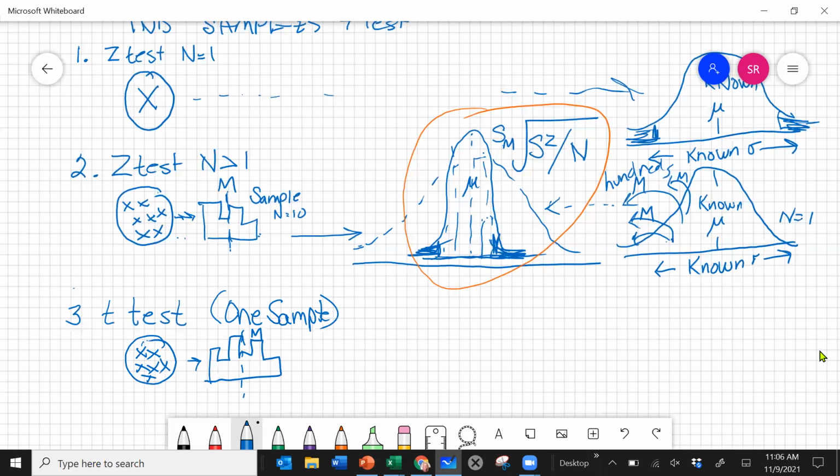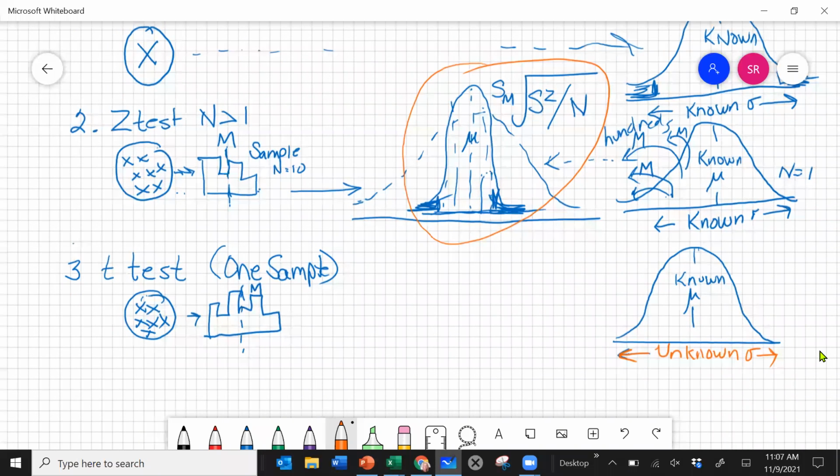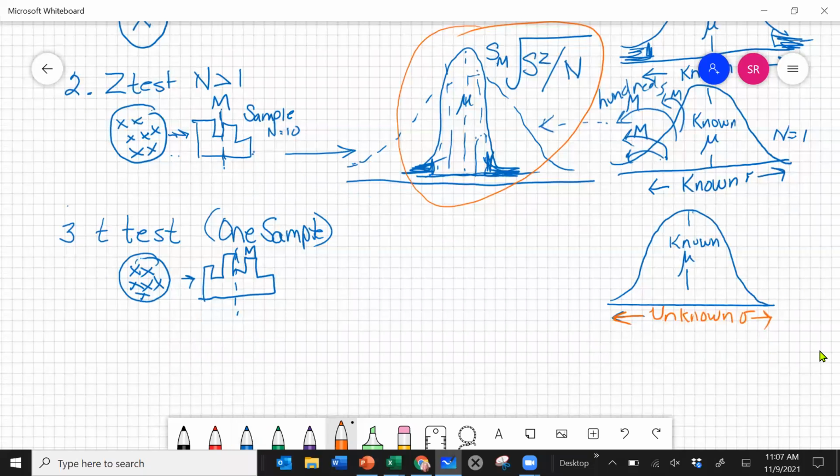But we had a little bit of a problem over here because we still had this population and our population had a known mean. But the problem that we ran into is that it had an unknown standard deviation. This is what was different. And so we had to add a step. We had to add a step of using the information from our sample to find out about the distribution for our population.